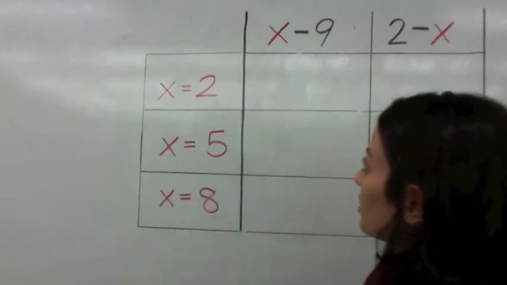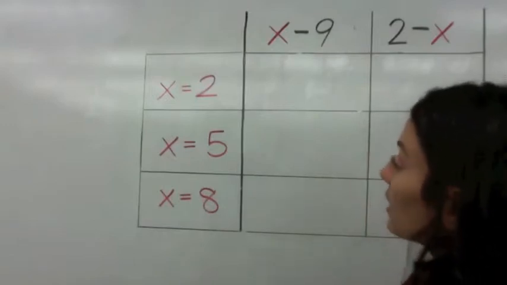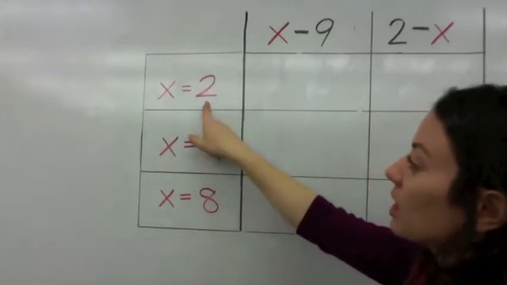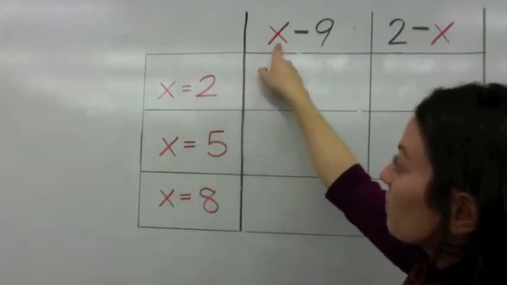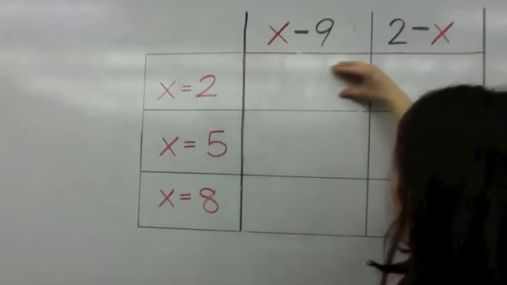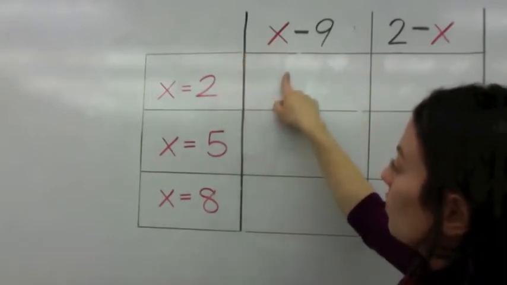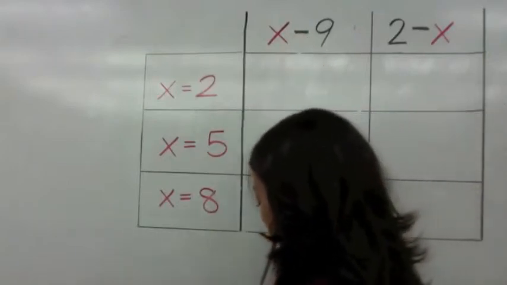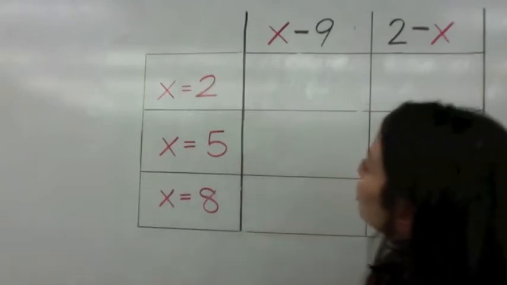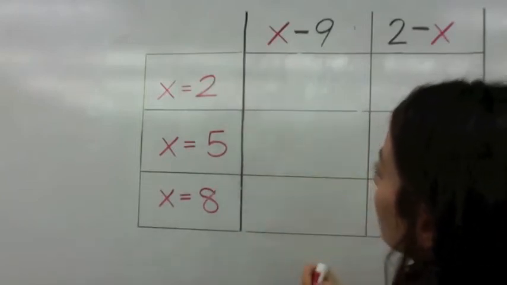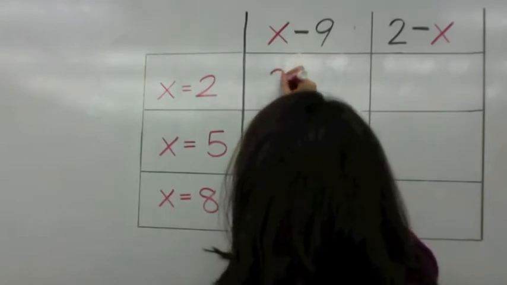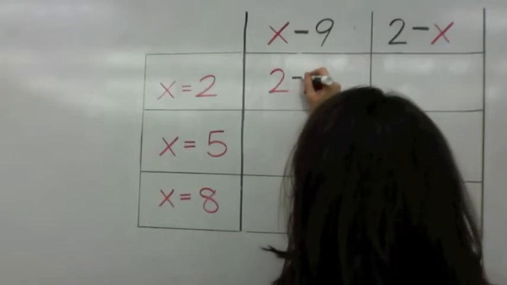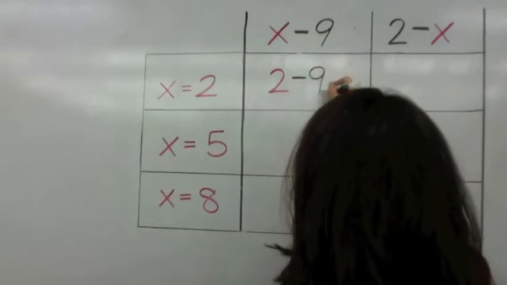So let's take a look at the first example. Along the side of the table is the number that you're going to substitute in the place of x, okay? So in this table, we're always going to substitute 2. Let's focus on x minus 9 for now. Here we go. If I put 2 in the place of x, I'm going to write a 2. To get a value, I have to subtract 9.